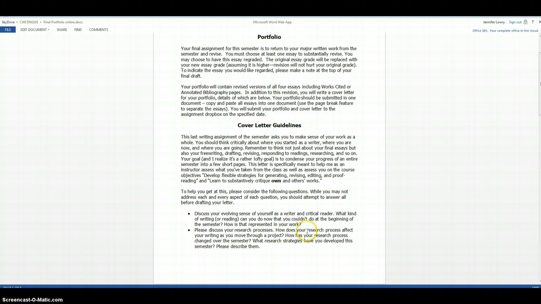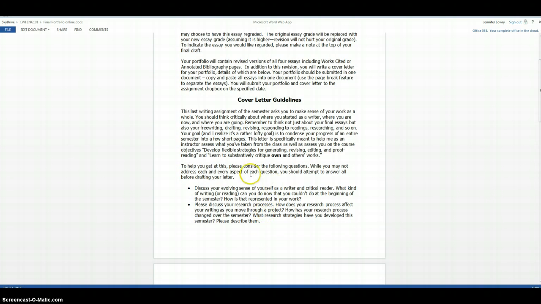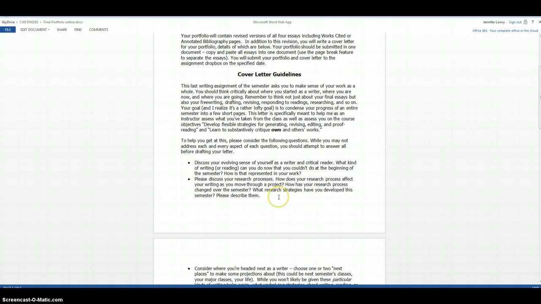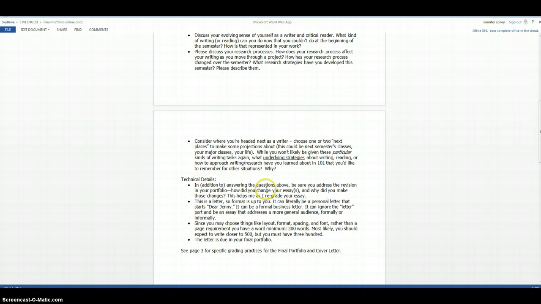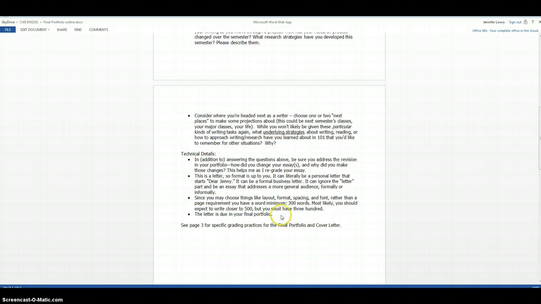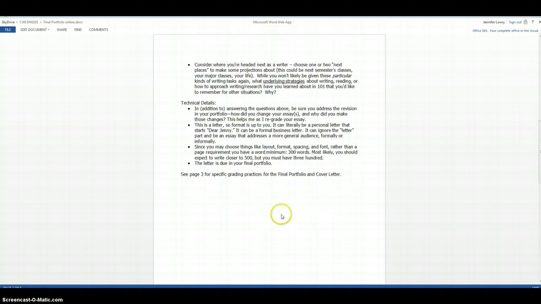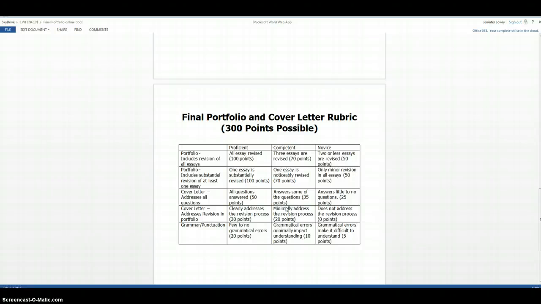So there's some questions in here to get you started. If you answer these, you should do just fine on this part of the assignment. And again, this is just a letter. It can be very informal. And it's due in your final portfolio as well. So it should be like the first thing that you submit in that document that you send to me.